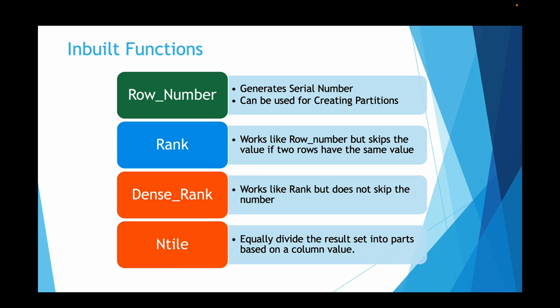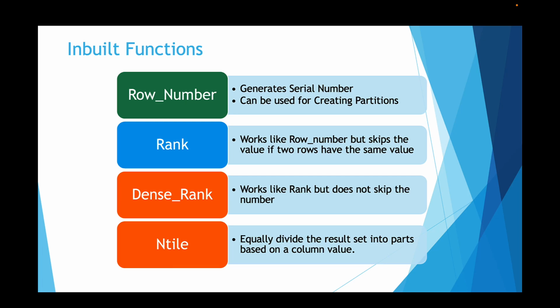The second function we'll talk about is rank. It works like a row number but skips the value if 2 rows have the same value. So it's almost the same, but it would skip any number if 2 rows within a column have the same value. So let's say 2 rows have the same salary, like 3,000, so it would do that.